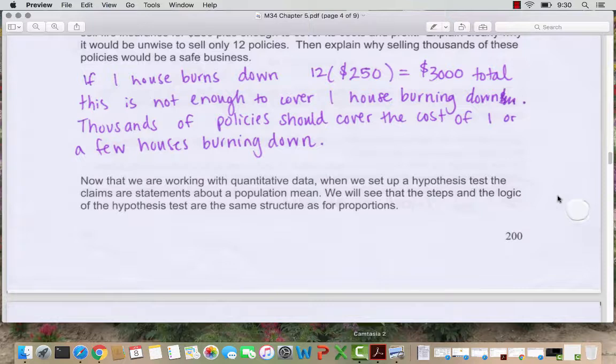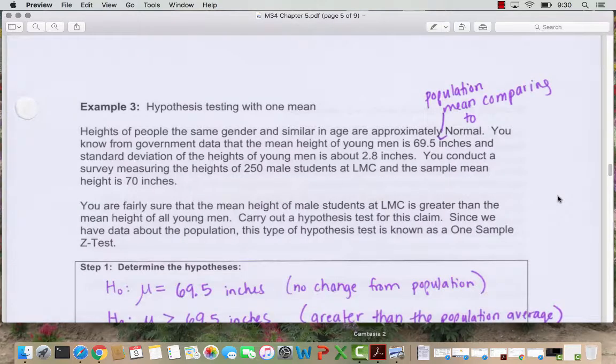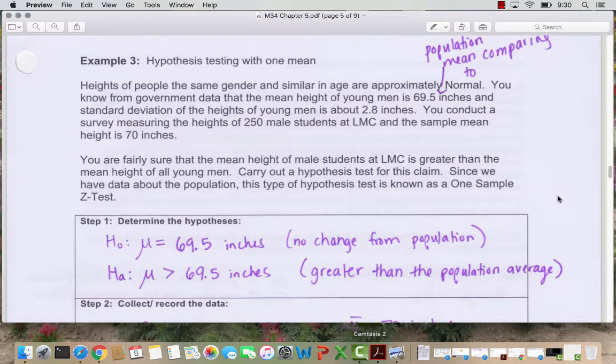When we set up our hypothesis test, since we're working with quantitative data, the claims are going to be statements about the population mean. Later on, we'll see that the claims can also be statements about the population proportion when we're working with categorical data. So let's look at a hypothesis test with one mean. Take a minute and read through the paragraphs here.